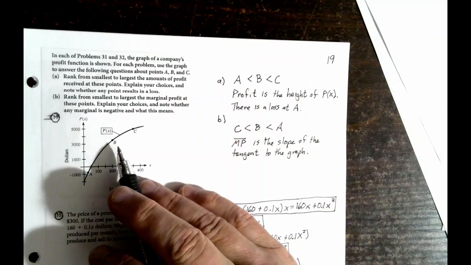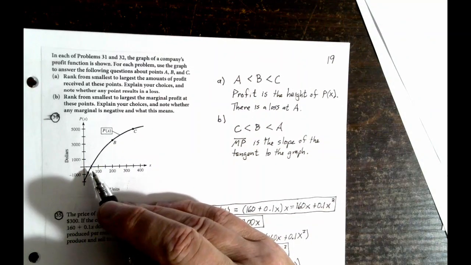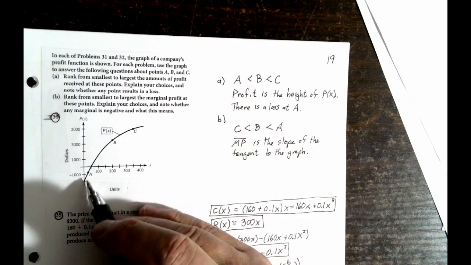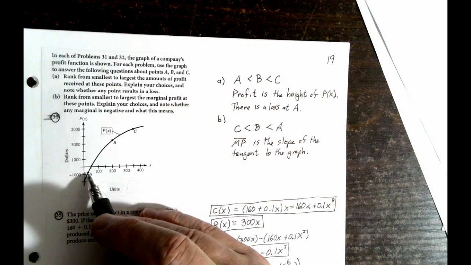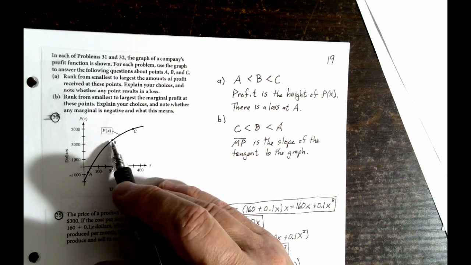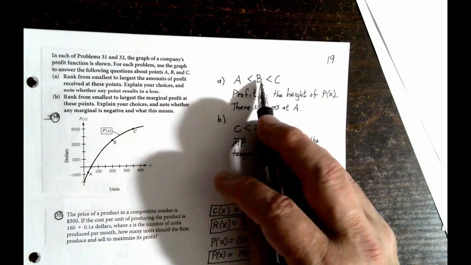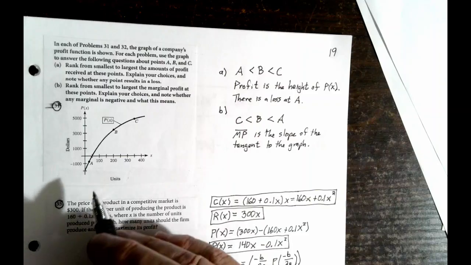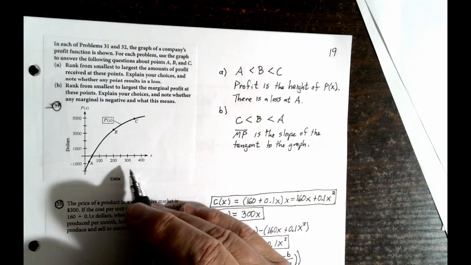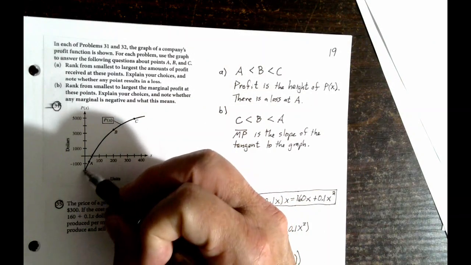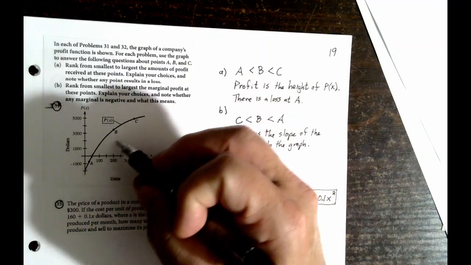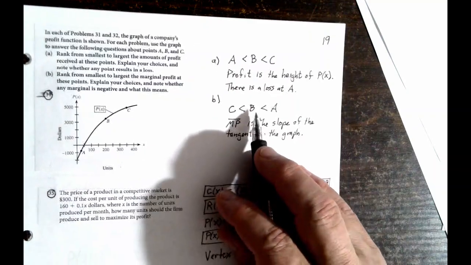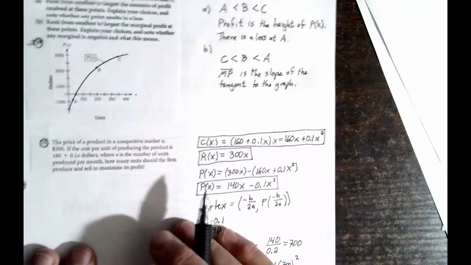You've got this graph here, and they ask you to rank from smallest to largest the amount of profit received at each point. Well, the profit here is actually negative, and then here the profit is a little bit larger, and then here it's even larger. So A is less than B is less than C. Profit is simply the height of each of these points. Part B says rank from smallest to largest the marginal profit. So now you're looking at the slope. A has a very steep slope, that's a very large number. B is less large, and C is the smallest. So C is smaller, B is a little bit larger, and A is the largest.